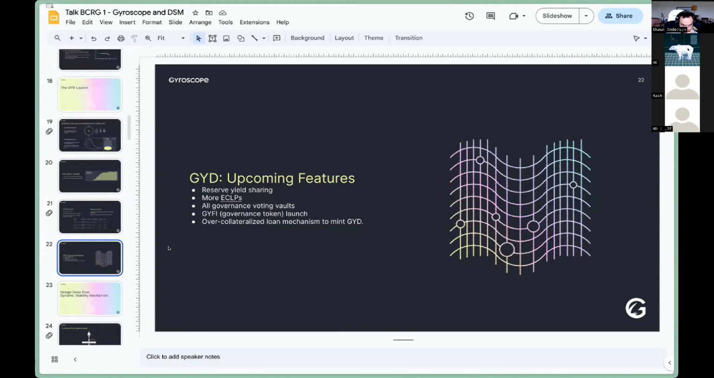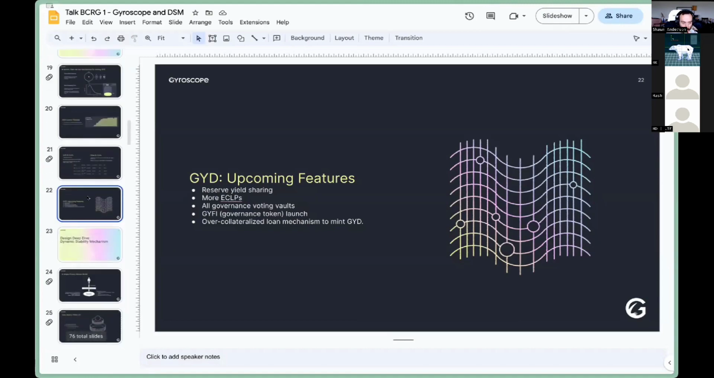And then a little bit further out, what we also want to do is implement an over-collateralized loan mechanism to mint GYD as another option, where you can have these over-collateralized loans like in the original version of DAI or Liquity or something like that. Right.